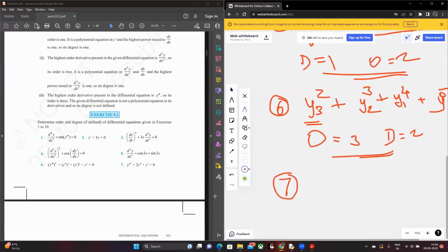Question number 7, right? y3 plus 2y2 plus y1 equals 0.